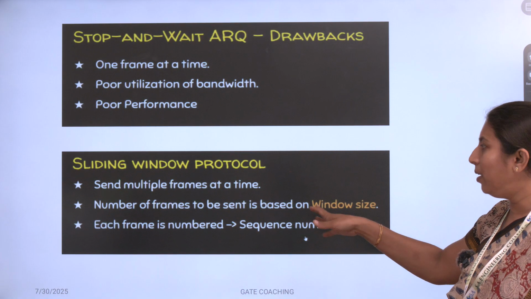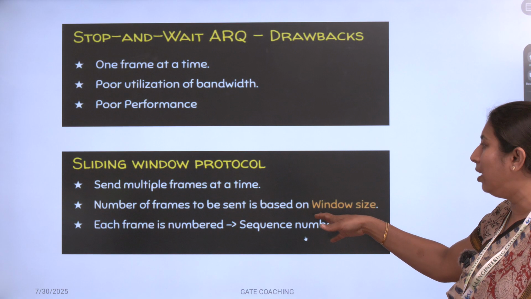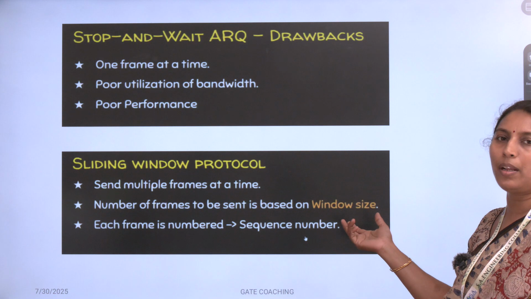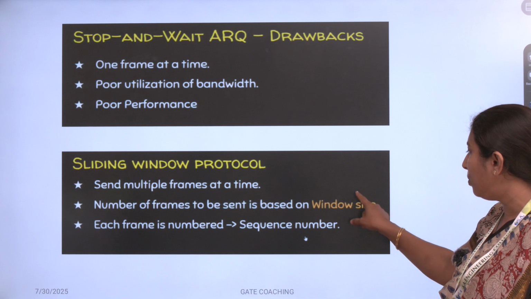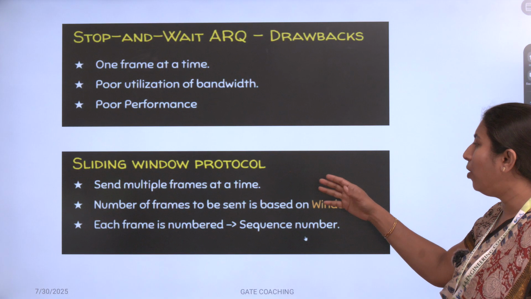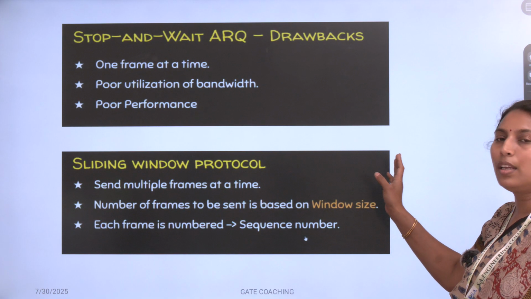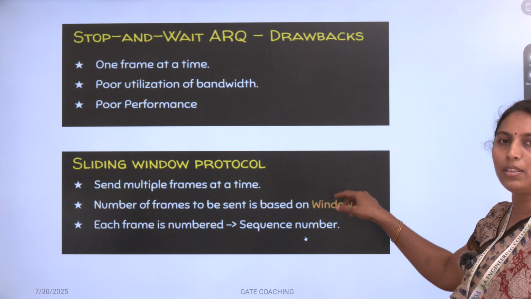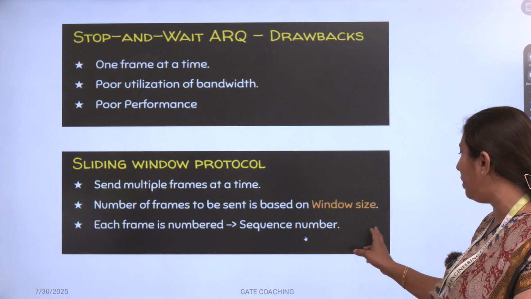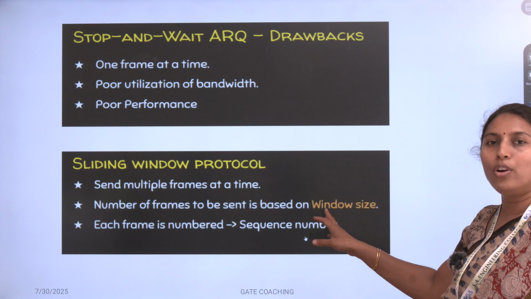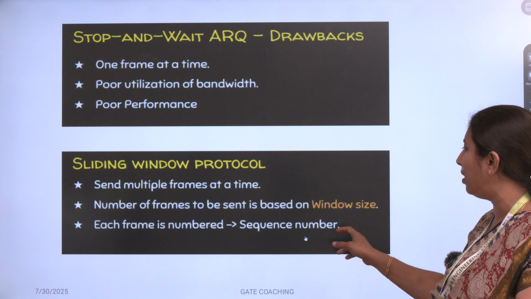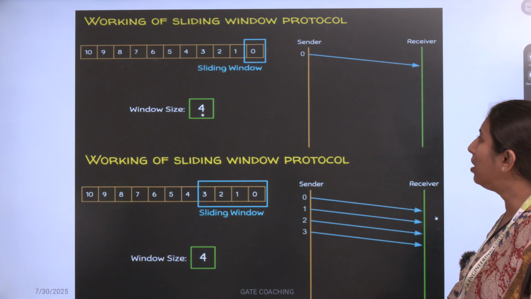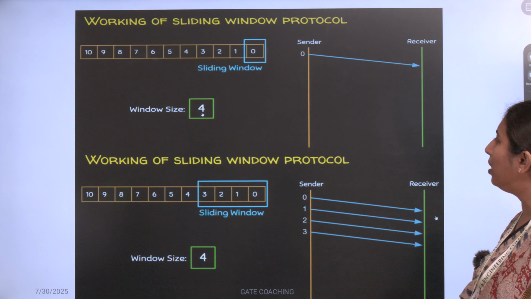At a time, multiple frames can be transmitted, and how many frames can be transferred is based upon the window size. Based upon the window size, that many frames can be given to the receiver at a particular time. That is the sliding window protocol. Here also we use the sequence number concept, and a timer is also used. So this is how the sliding window protocol works.